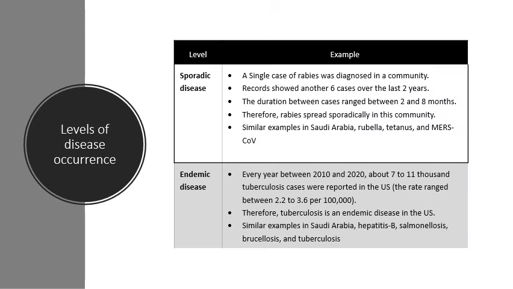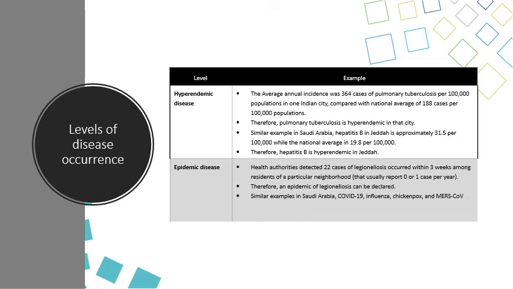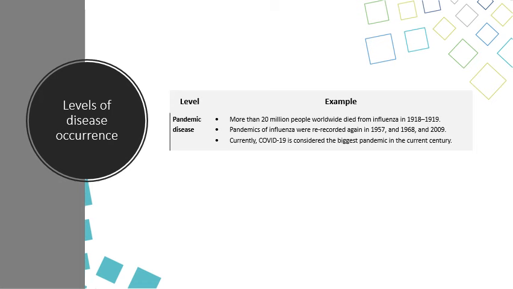Level of disease: this slide gives an example of each level by different organism. Again, to continue the level of disease occurrence by organism for hyperendemic disease and epidemic disease. Finally, for the endemic level, disease examples like COVID, as we mentioned.